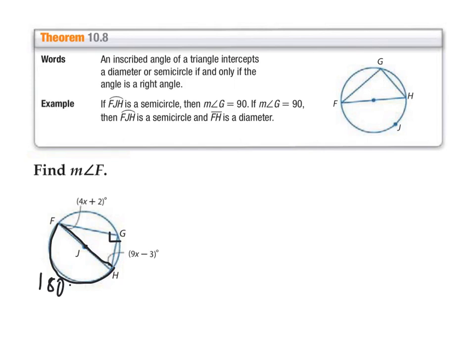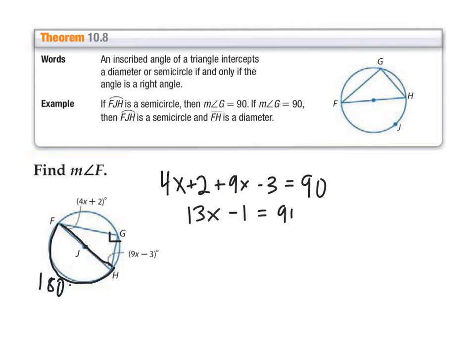So to find the measure of angle F, we could say that 4x plus 2 plus 9x minus 3 is equal to 90 degrees, because in a triangle, if one of the angles is 90 degrees, the other two have to add up to be 90 degrees as well. Now we can solve it for x. So 13x minus 1 is equal to 90. So 13x is equal to 91. So x is 91 divided by 13, which is 7.